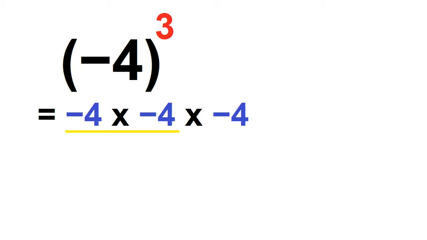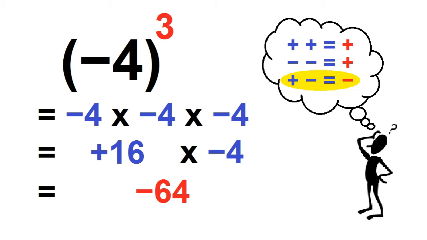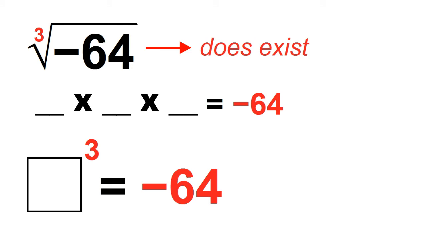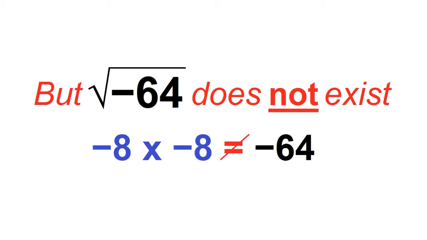Let's see. Negative 4 times negative 4 equals positive 16, because 2 negatives make a positive. And then positive 16 times negative 4 is equal to negative 64. So we can have cube roots of negative numbers. The roots will also be negative. But we can't have square roots, because even when the root or base is a negative number, the product will never be a negative number. Piss off. You don't exist.